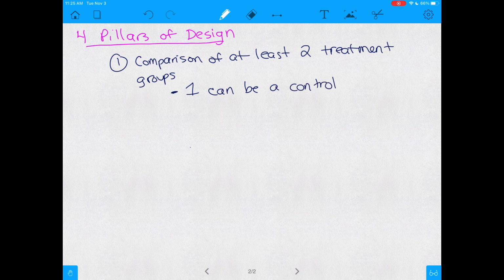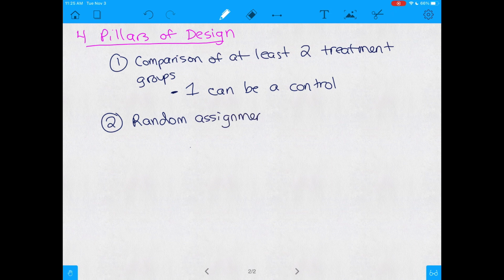So maybe I have one group in that caffeine study that gets decaf coffee with significantly less caffeine, or they get nothing at all. We just give them water to drink instead of coffee, something along those lines. The second important thing is that we have random assignment.